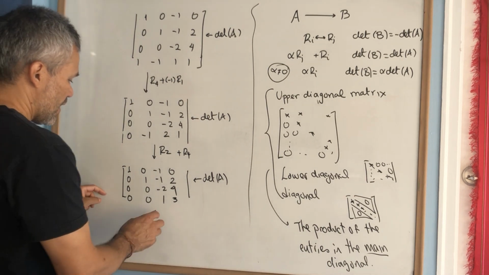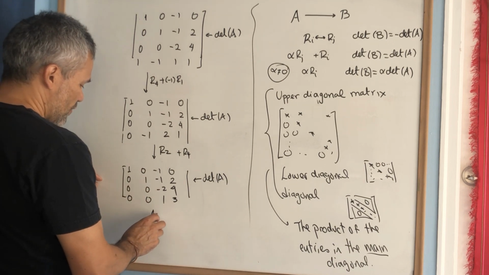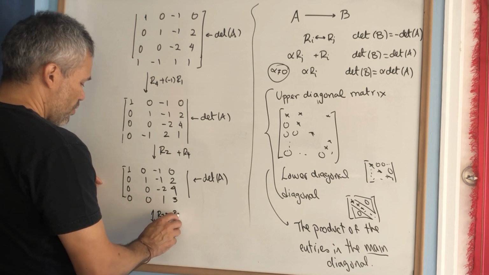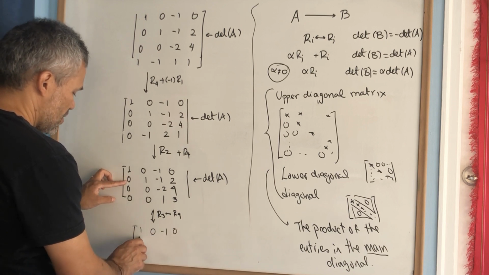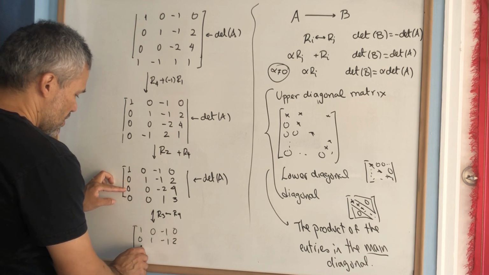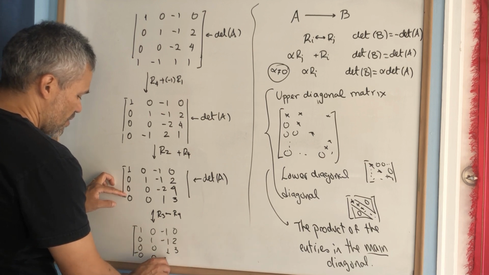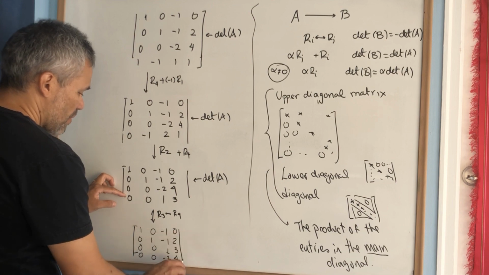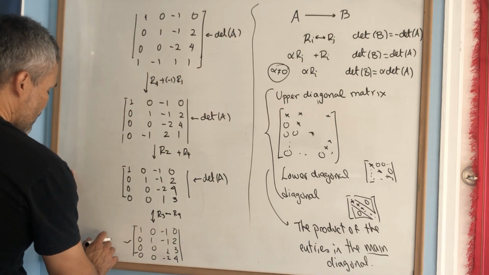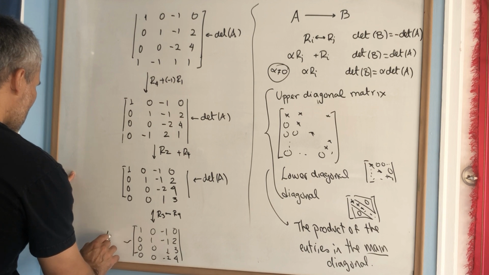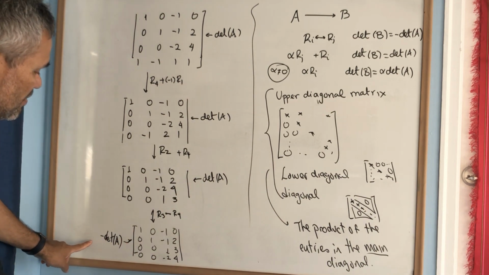Now, if we decide to flip these two rows, if we flip row 3 with row 4, then I get the matrix 1, 0, -1, 0, 0, 1, -1, 2, 0, 0, 1, 3, and 0, 0, -2, 4. But what happened with the determinant when I flip two rows? It changes by a sign. That means that the determinant of this matrix is negative the determinant of A.